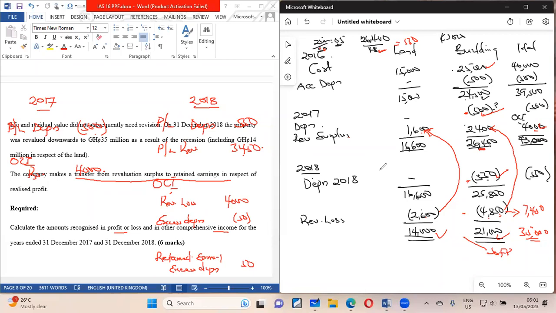Because after your initial measurement, the next thing is your subsequent measurement. The subsequent measurement is the cost model or the revaluation model. And if the revaluation model is applied, you need to know where revaluation surpluses and revaluation losses go, especially the revaluation loss. It is not straight P&L. I gave you a caveat on those things, so you have to be very, very careful how you go around it. If you understand it like that, there's no question that you can't do.